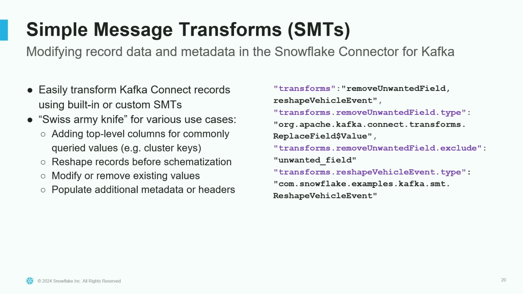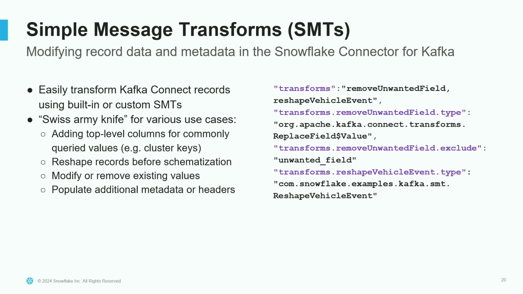In the example I mentioned where you have a topic with multiple event types, you might want to pull some of the common attributes up in a transformation here, and then keep all of the message type specific attributes in a variant. This is a pretty easy way to implement that. It's just a little bit of Java code to reshape messages on the fly. And then you can do things like adding additional metadata or headers if you want. So this is just something to be aware of.